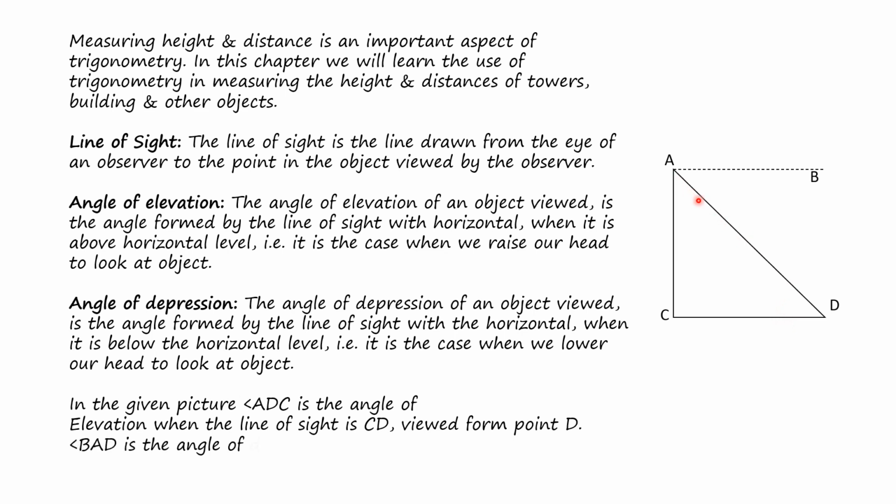Likewise, angle BAD is the angle of depression when the line of sight is AB and viewed from the point A. Suppose the observer is standing here and he is looking at the point D. That means he is lowering his head. The person is lowering his or her head. So this angle BAD is called the angle of depression.